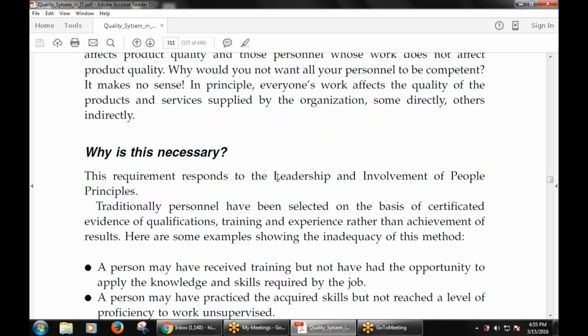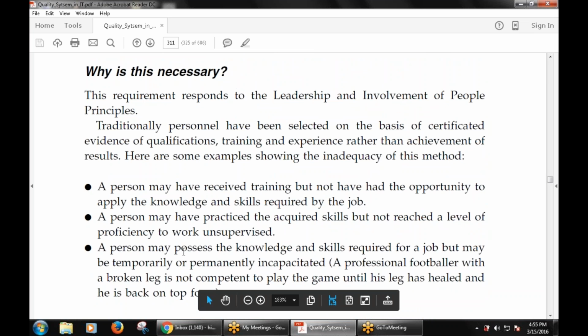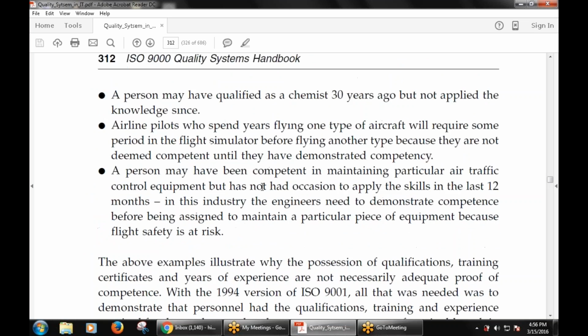This requirement responds to the leadership and involvement of the people principle. Traditionally, personnel have been selected on the basis of certified evidence of qualification, training and experience rather than the achievement of the result. Whatever the achievement, whatever the result, that is carried out through various examples.